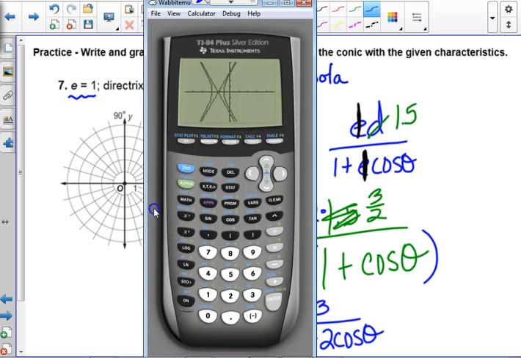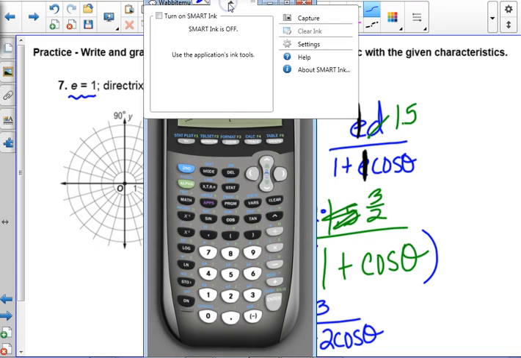If we go to the calculator so that we can graph this one, we had, what did we have? 3 divided by 2 plus 2 cosine. Is that what it was? Before I wrote over the top of it? Or put the calculator over the top of it? Okay, I got a parabola opening left. The directrix at x equals 1.5 would be over here, yes?